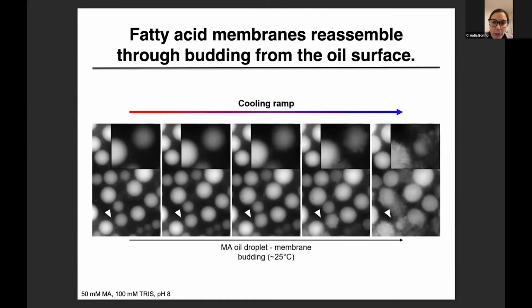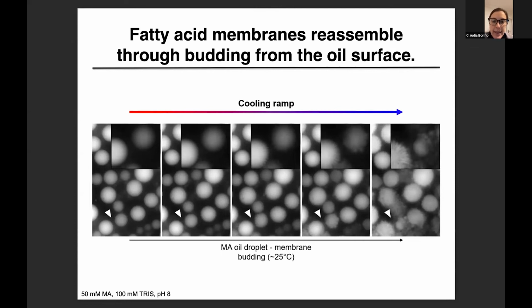And in the slide that you are seeing now, you can see what happens when instead you cool the system down. When you cool the system down, the lipid droplets become very unstable. And what you can see is that they start to bud new membranes from the surface.